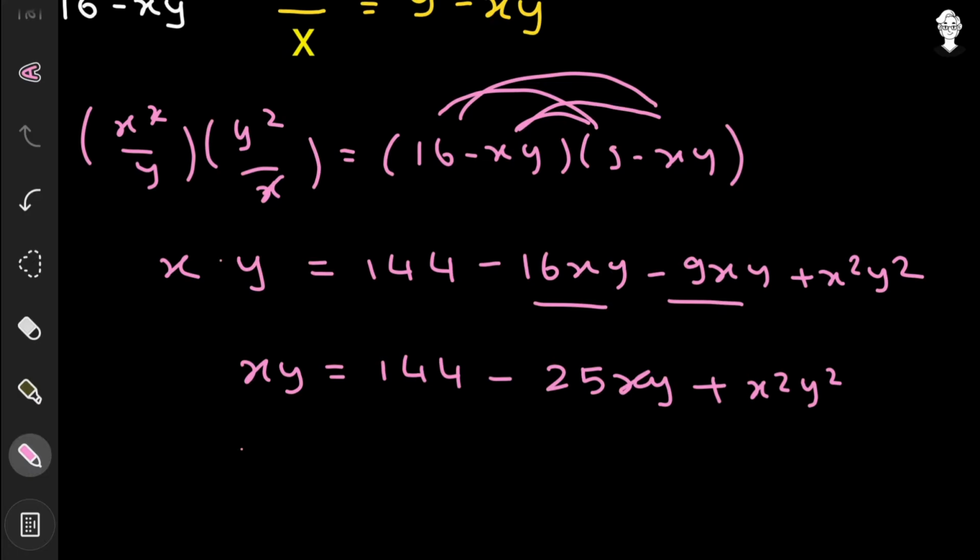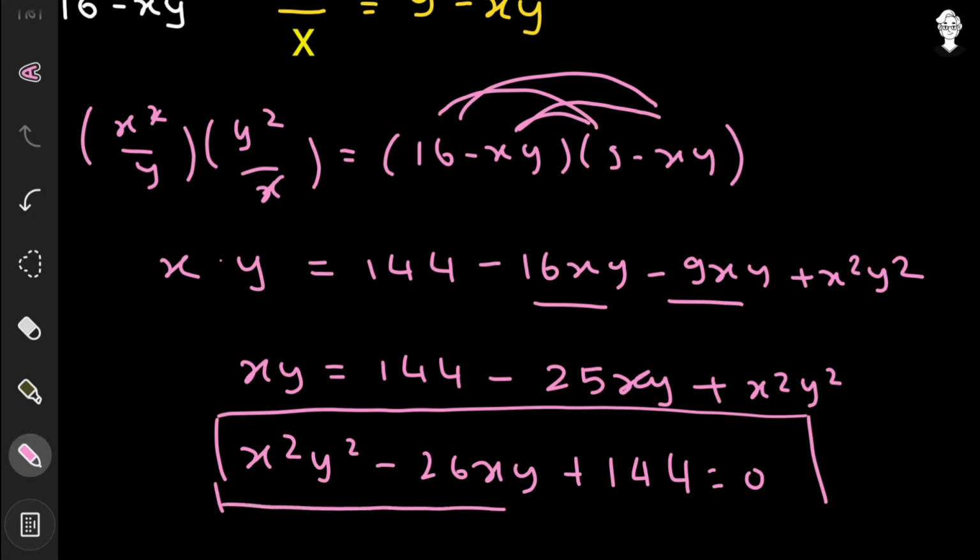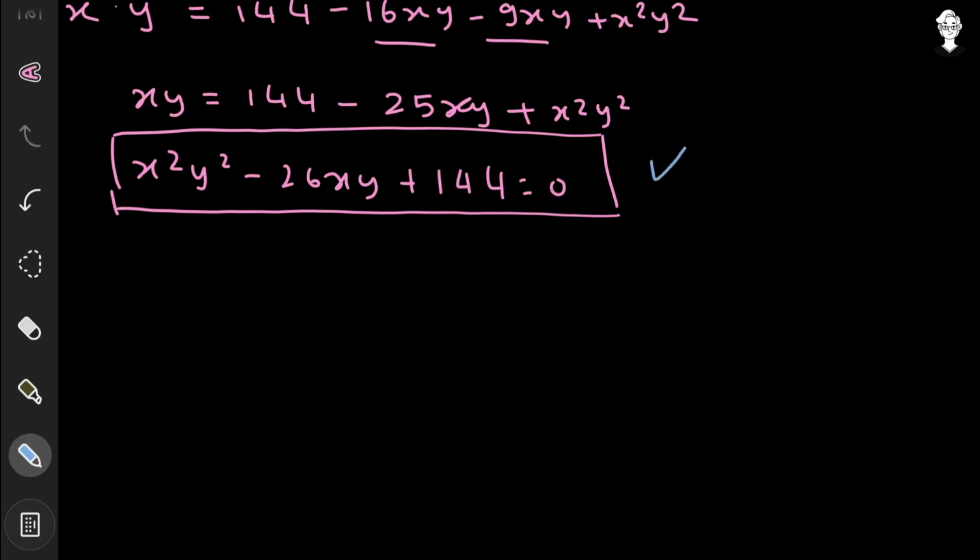So we will finally have this particular thing, that is x squared y squared minus 26 times xy plus 144 is going to be equal to 0. So now we have this important equation. Yes, this is an important equation. Now what I will do is take x into y as another variable, let it be equal to k. Now as per this, the equation will look this way.